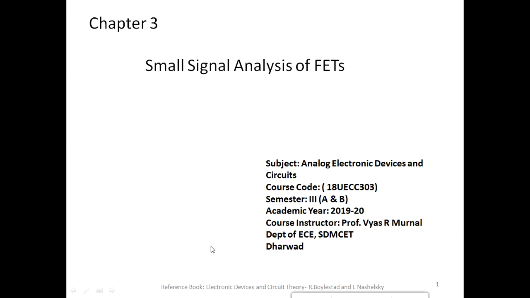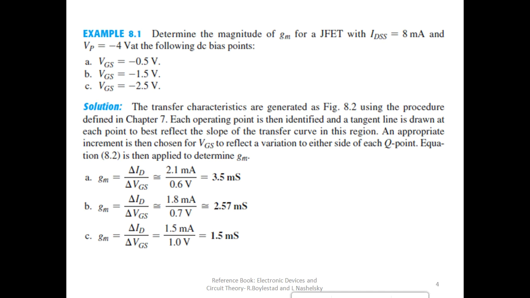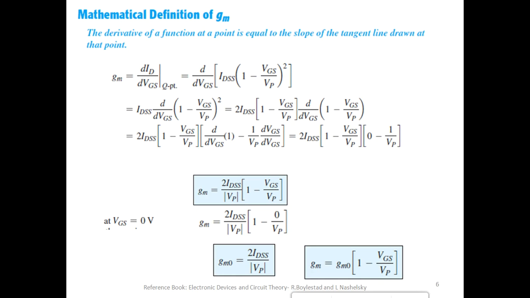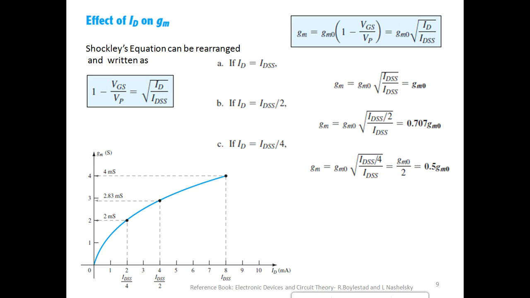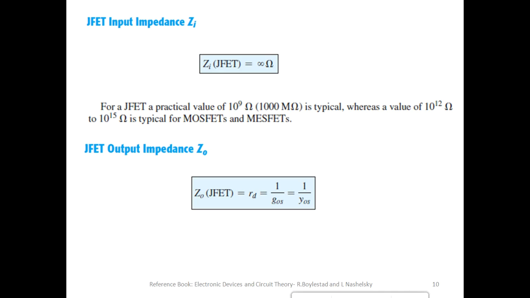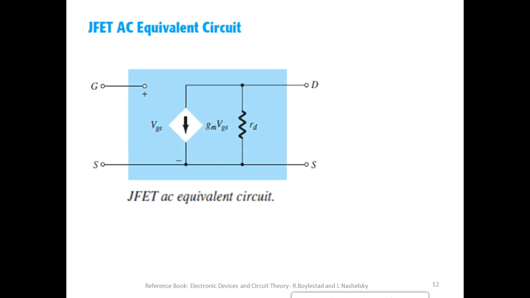So good morning students. We'll continue further with our small signal analysis. Just a quick recap of what we have done previously. We have discussed the expressions of the transconductance parameter graphically and mathematically, which we derived in our previous sessions, the plots of GM versus VGS and ID, and the effect of ID on the transconductance parameter. Then the expressions of a JFET with respect to input impedance and output impedance, and then we looked at the small signal AC equivalent of a JFET.